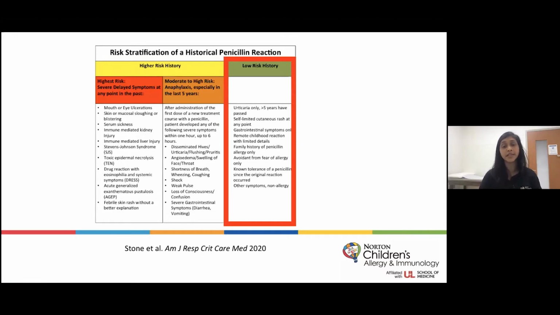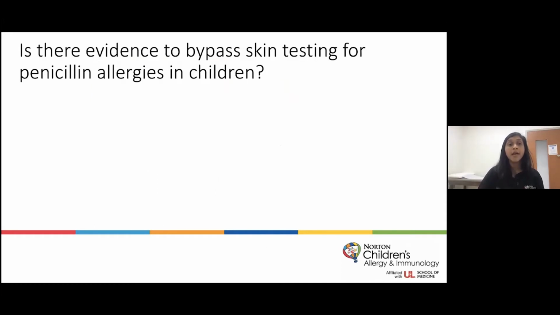The other lowest-risk history that you're looking for is family history, just GI side effects, or known tolerance of the penicillin since the original reaction. I can't tell you the number of times I've just gone through the med history of an adolescent or a teenage patient, and they've received Augmentin. And in families' minds, somehow Augmentin is not a penicillin and they just didn't know that they were taking penicillin the whole time. So that's a quick and easy way. You can even defer referring to an allergist to get this addressed.